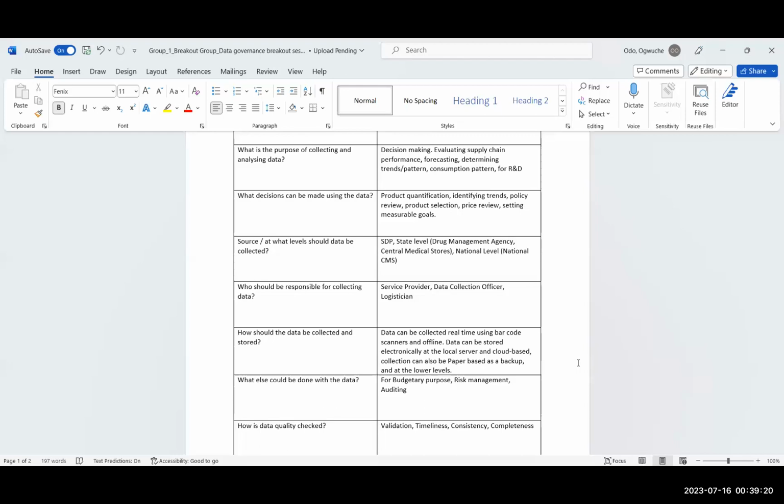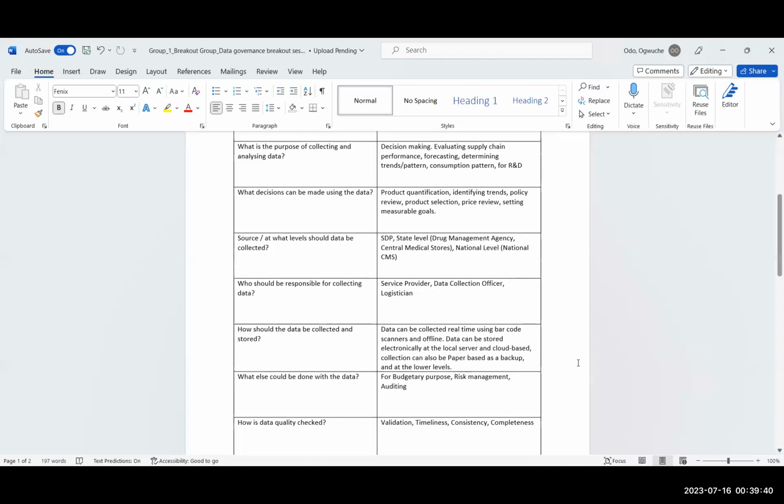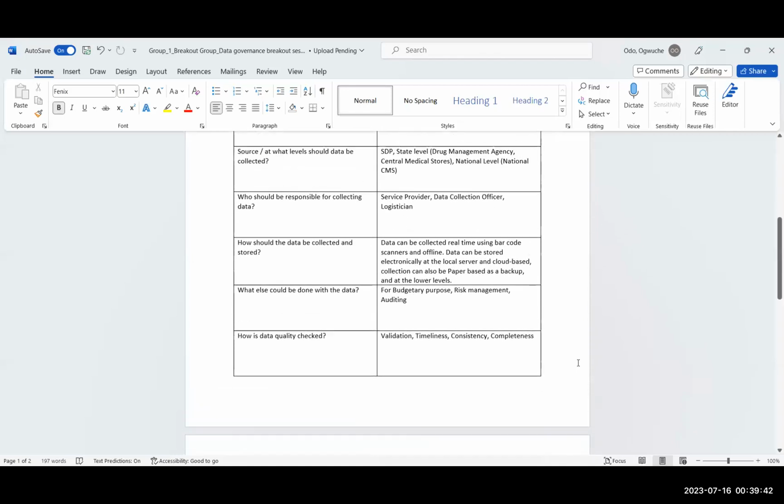So for us in Nigeria, each state has its CMS or DMA, as the case may be. At the national level, we have the national central medical stores in Oshodi, and then the one in Abuja. So from there, you can use the data that you aggregate from across the country to determine maybe a national forecast. Then, who should be responsible for collecting data?